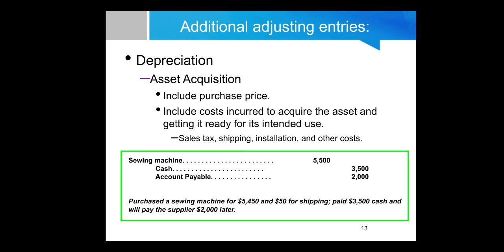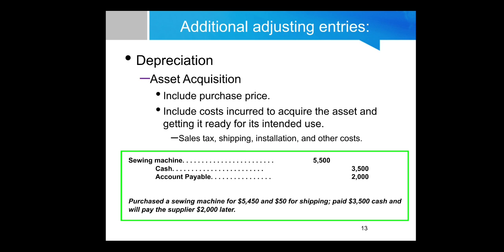The first thing that you have to know related to depreciation is how to record the purchase of a non-current asset. Remember this. When you record the purchase of a non-current asset, the value has to include the purchase price of the asset plus the cost to acquire the asset and get it ready for its intended use. This cost includes sales tax, shipping, installation, and other costs. This is very common and happens to every business.